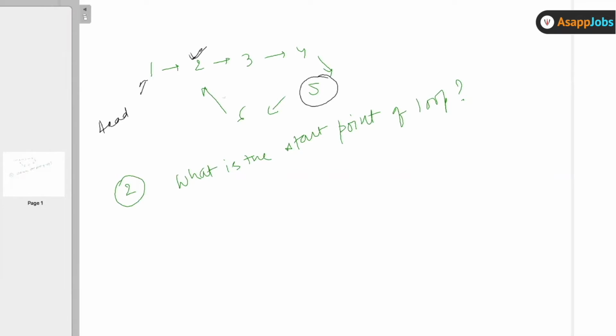2, 3, 4, 5, 6, 2. So this is the starting point of the loop. You have to tell me, find the start point. So the start point is 2, right? So how do we find that 2 is the start point? This is my question.